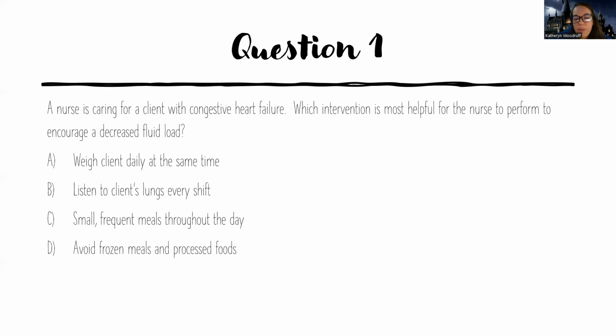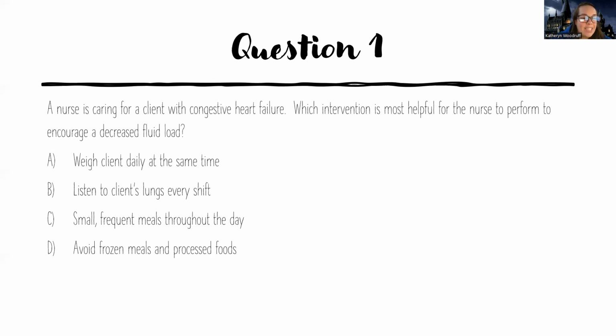So small frequent meals throughout the day are going to help with nutrition. It's going to help maybe with some of their energy conservation, but that's not necessarily going to help with decreased fluid load. So if this question said, what intervention is most helpful for the nurse to perform to encourage adequate nutrition or to help with energy conservation, C would be the best answer here. But that's not what the question says. It's asking about decreased fluid load.